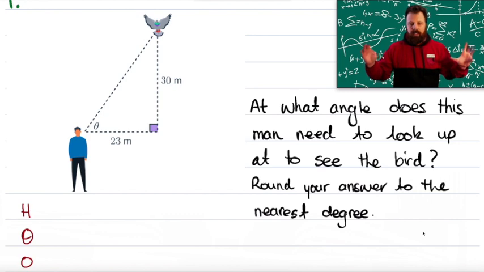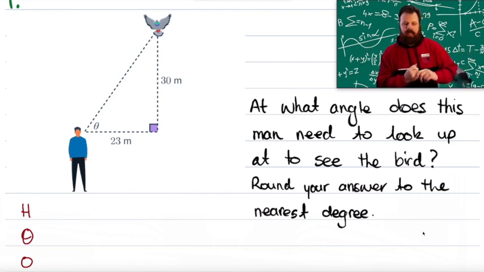Alright, so example 1 here, we have a picture of a person, we have some kind of bird flying in the air, and the question asks us, at what angle does this man need to look up at to see the bird? And please round your answer to the nearest degree.